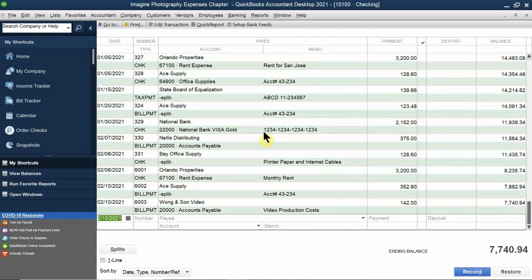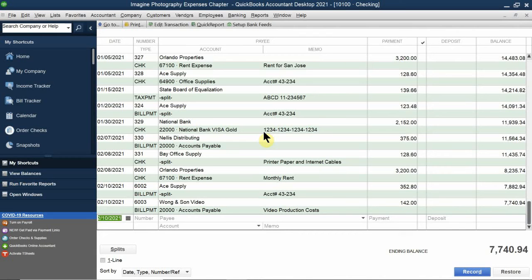So, if for any reason you have to void a check, maybe you wrote the wrong amount, you didn't mean to send it, you didn't mean to print it, or maybe you forgot to add a discount. Now, the rule of thumb here is you should void a check before sending it out, because then you can write a new check and be able to reissue it to the vendor.